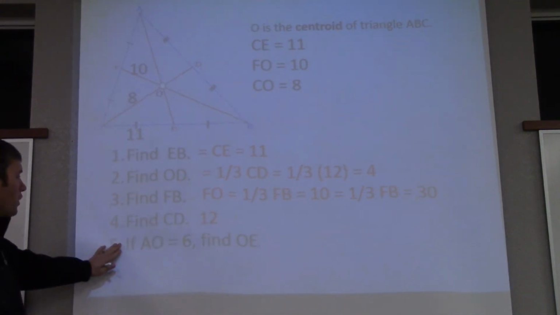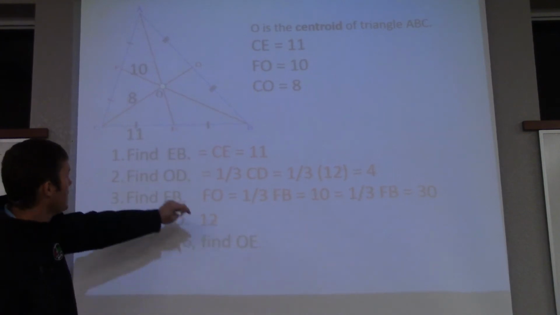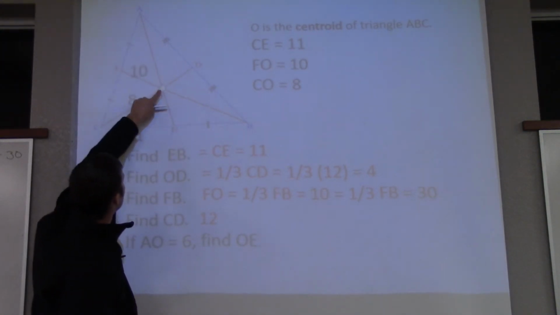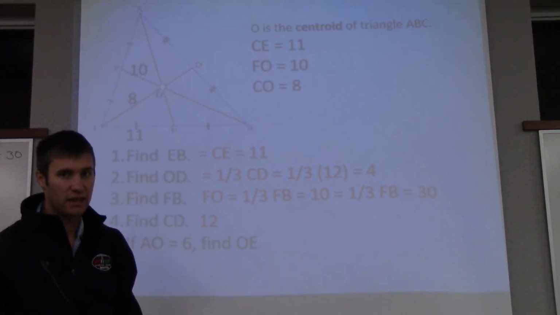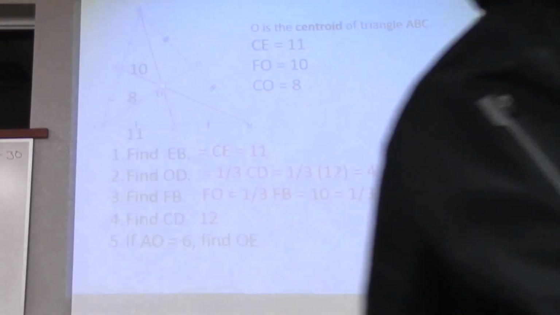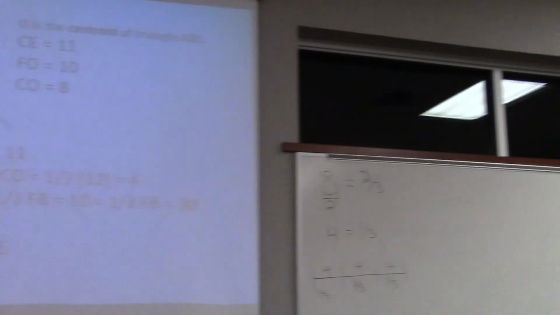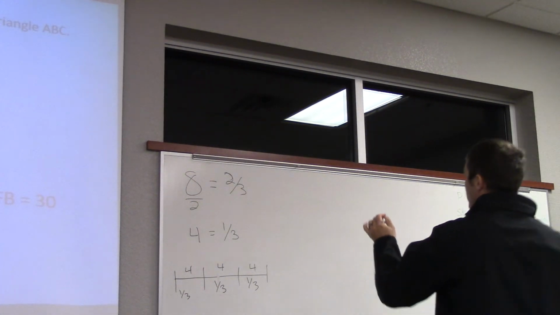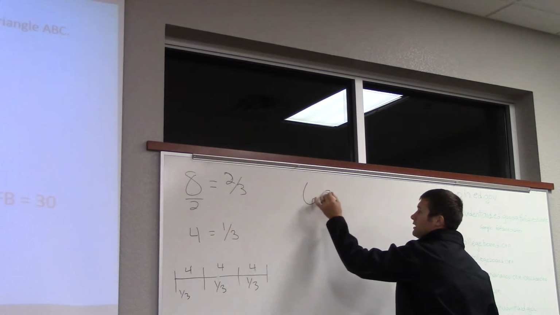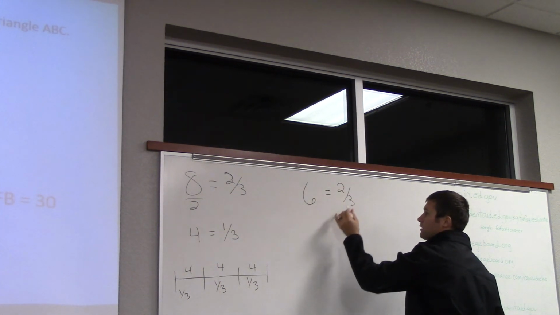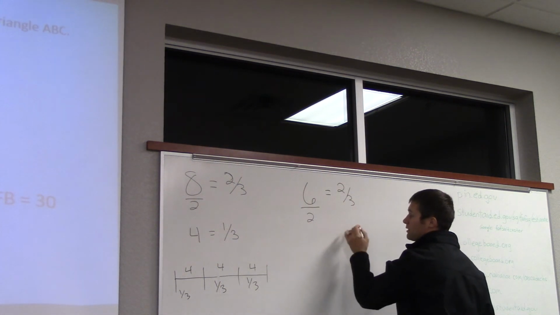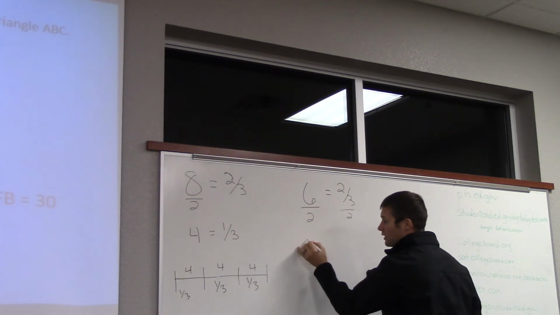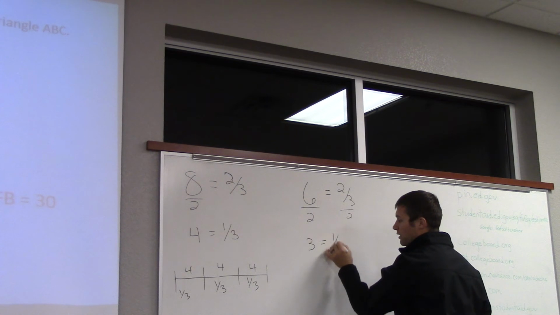So if A to O is 6, find O to E. Again, that's the 2/3 part. So let me turn it over here. So this would be 6 is 2/3. So I divided by 2. Both sides you can divide by 2. And so this would be 3 is equal to 1/3.